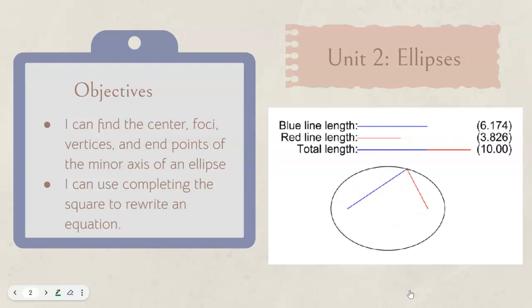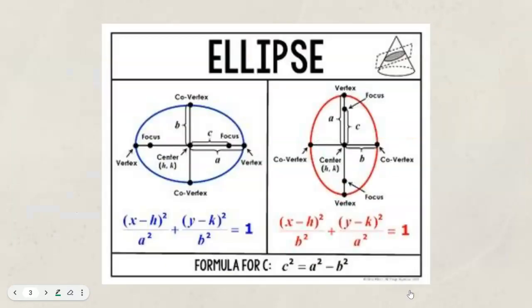The formal definition of an ellipse is the set of all points that are equidistant to two focal points. So it has a major radius and a minor radius, and they add up to the same length. We are going to be finding the center, the foci, the vertices, and the endpoints of the minor axis of an ellipse. And we're going to use completing the square to rewrite equations.